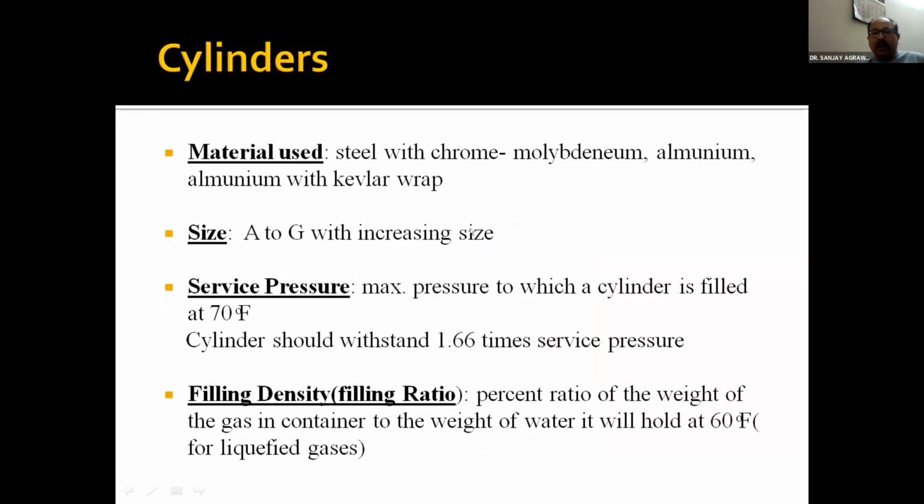The cylinders are made of chrome molybdenum, aluminum, or they may be made from aluminum with Kevlar wrap. The sizes vary from A to G. A few definitions which we are supposed to know for the examination are: what is surface pressure and what is the filling density. Examiners do ask what is surface pressure and what is filling density.